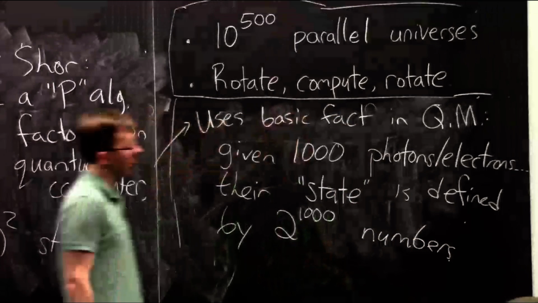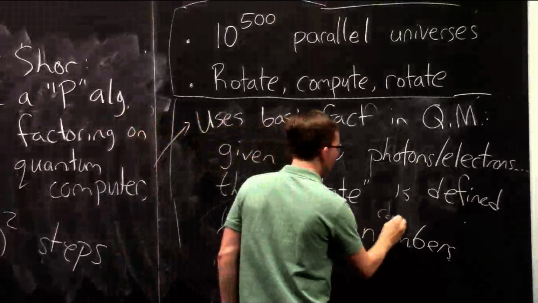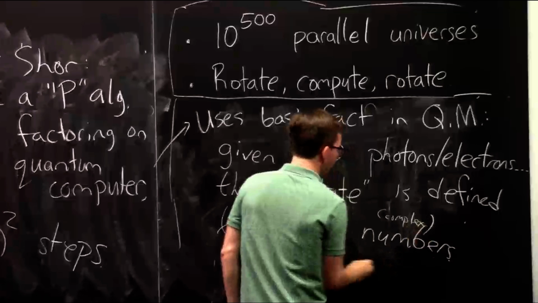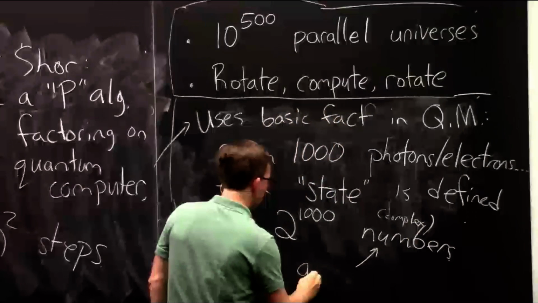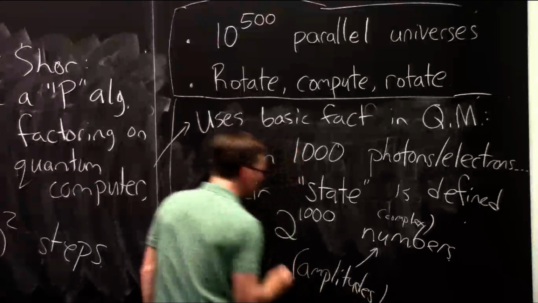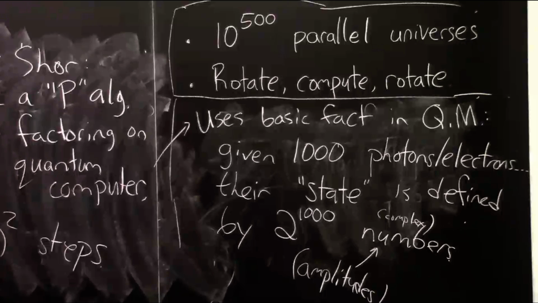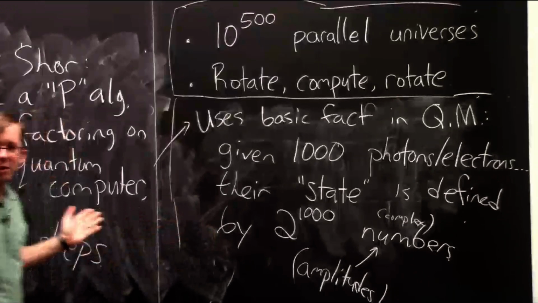2 to the 1,000. I was going to say real numbers, it's actually complex numbers, but whatever, numbers. These numbers are sometimes called amplitudes. We'll see all this terminology properly when we get into quantum mechanics for real in a lecture or two. But this is an inkling of how this is possible.